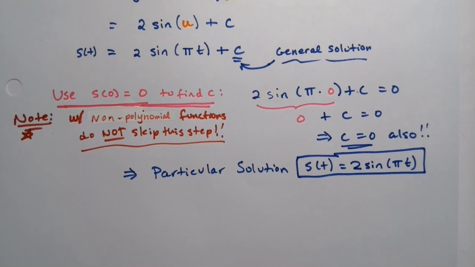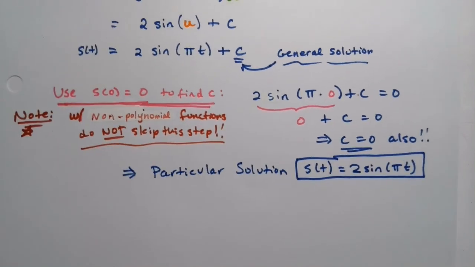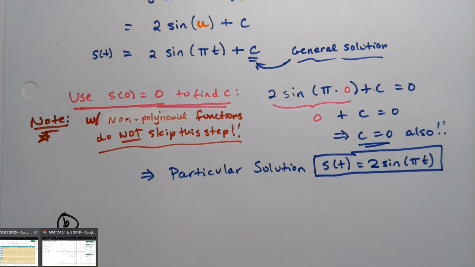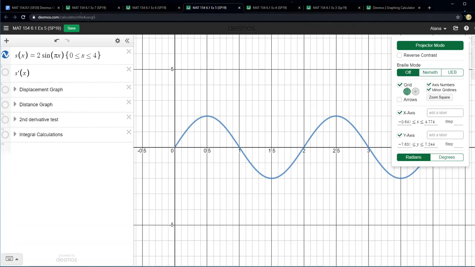Yay, part A is done. Part B, they would like us to graph it. And this is why I have Desmos. So I'm going to graph this bad boy in Desmos, and then I'll try to cobble it together on my paper.